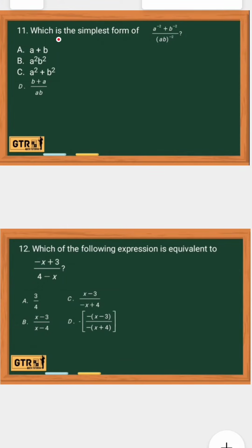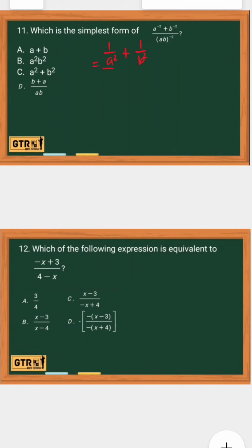Number 11, which is the simplest form of a to the negative 2 plus b to the negative 2 all over quantity ab to the negative 2. So again, apply lang natin ang negative exponent rule. So this time hindi natin pwedeng pagpalitin ng pwesto kasi meron tayong plus sign dito sa numerator. Yung kanina puro product kaya pinagpalit lang natin directly. So pag may plus sa numerator, hindi natin pwedeng gawin yon. So iisa-isahin natin. So ang a raised to negative 2, so that is equal to 1 over a squared. Then plus b to the negative 2, that is 1 over b squared.